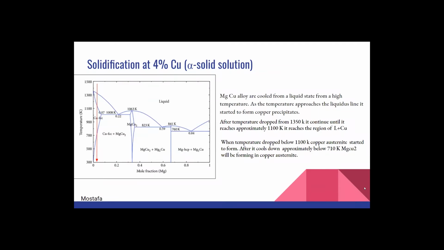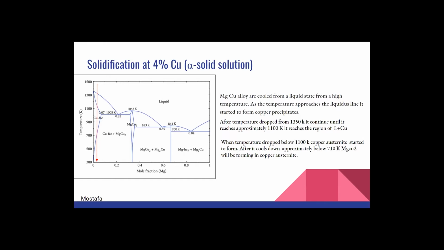Solidification at 4% copper. Alpha solid solution. Magnesium copper alloy is cooled from a liquid state from a high temperature. As the temperature approaches the liquidus line, it starts to form copper precipitates. After the temperature dropped from 1350 Kelvin, it continues until it reaches approximately 1100 Kelvin.